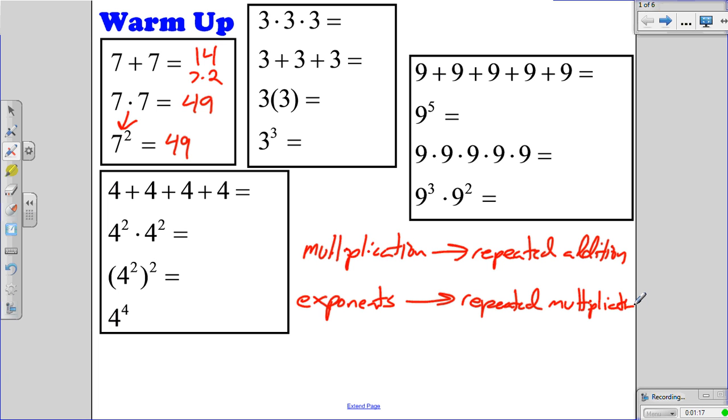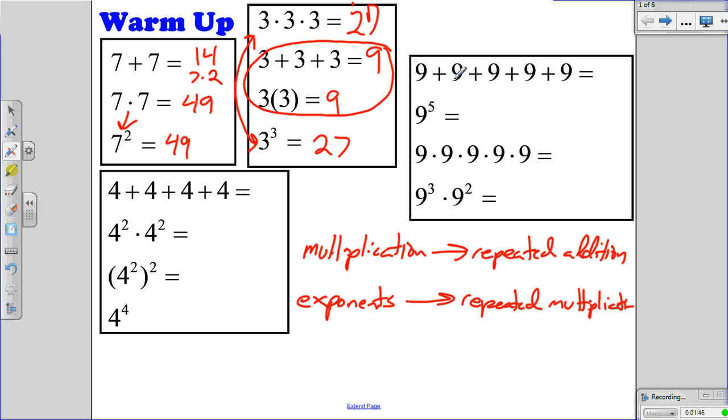So let's look at some more here so we can see the comparison. So first I'm going to do addition. 3 plus 3 plus 3. So that's repeated addition. So that's going to be 9. And that's the same thing as 3 times 3 is 9. So we can see that those two go together. Whereas 3 times 3 times 3 is 27. And here we could say, okay, how's it look as an exponent? 3 cubed means 3 repeated 3 times through multiplication. So that also is 27. So those two things are the exact same.